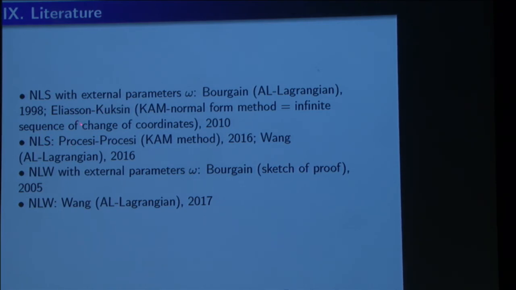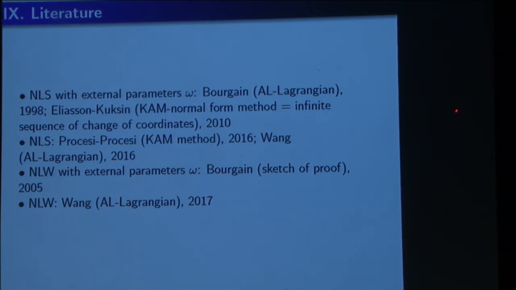More recently, Procesi and coauthors also use the KAM method. They were able to eliminate the parameter, meaning you work with the fixed equation like what I wrote before. And also myself, I also have the same result, but using the Anderson localization Lagrangian method. These are the Schrodinger first order equations. Now for second order wave equations, with external parameters, again you look at the family of equations. There's a sketch of a proof by Bourgain in the Orange Book, chapter 20.